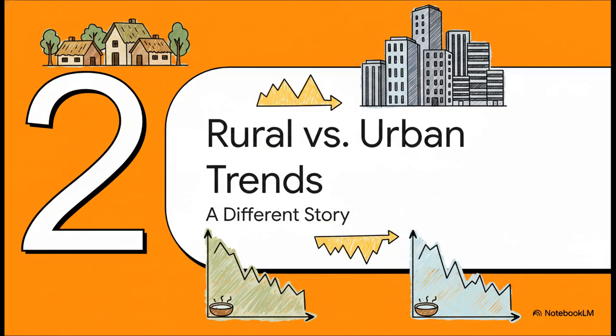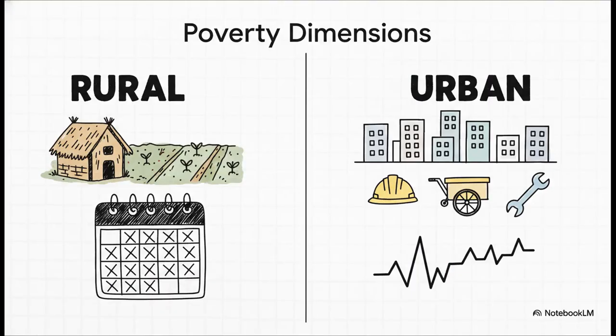Now, let's dig a little deeper. The picture becomes more complex when we realize that the story of poverty isn't the same everywhere. It's quite different in our villages compared to our cities. To get a proper understanding, we really need to look at rural and urban trends separately. So let's think about rural poverty first. A large number of poor people live in our villages. Their poverty is often tied to agriculture. Things like not owning land or having to rely on seasonal farm work, which isn't available all year round.